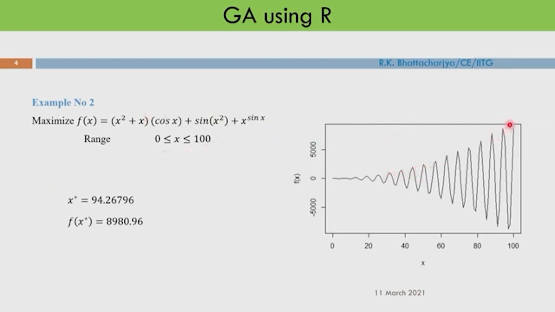You can see that there are several maxima of this function, and one of them is the global maxima. Genetic algorithm will give you the global maxima here, and the solution is x star equal to 94.26796. The function value at that global maxima is 8980.96. If we apply a classical optimization method, it is very difficult to get the global maxima of this problem, but genetic algorithm will give you the global maxima.